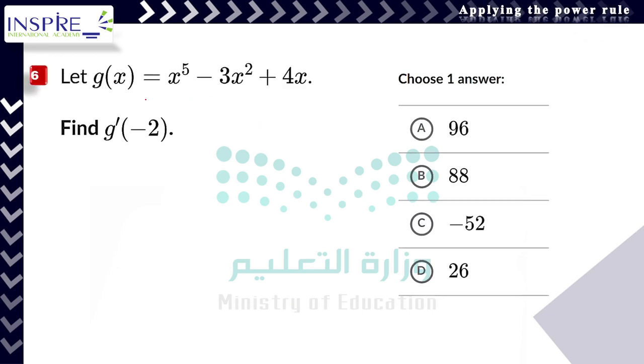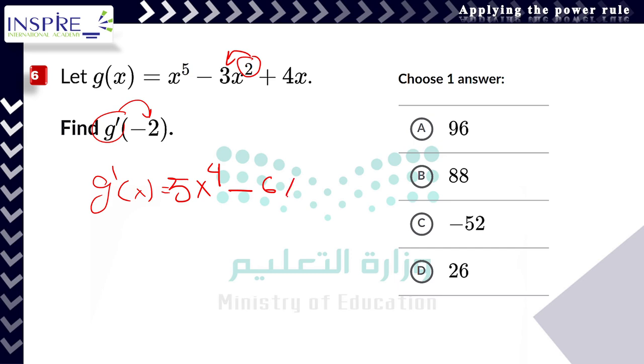We have this polynomial and we need to get the derivative at negative 2. So let's first get the derivative. g'(x) is equal to x to the power 5, we will use the power rule, so it will be 5x^4. Negative 3x squared, use the power rule, so you should write 2 here as a coefficient, but you already have another coefficient which is 3, multiply both of them, so it will be 6x^1 plus 4x.